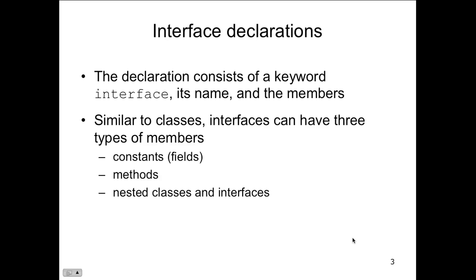So in terms of our interface declaration, we're using the keyword interface. So the declaration consists of the keyword interface, its name, and the members. Similar to classes, interfaces can have 3 types of members. It can have data members, member functions, and then nested classes and nested interfaces. We haven't really looked at nested stuff. We'll probably look at that in the last week of the class.